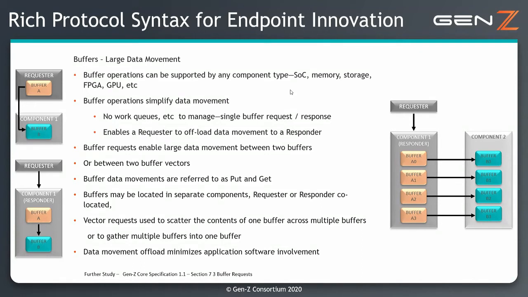Buffer data movements are referred to as puts and gets. A put writes buffer A to buffer B. A get request reads from buffer B and to A. Vector requests are used to scatter the contents of one buffer across multiple buffers or to gather multiple buffers into one buffer. The key motivation of this Gen Z opclass is to offload and minimize application software involvement in these large data movements.